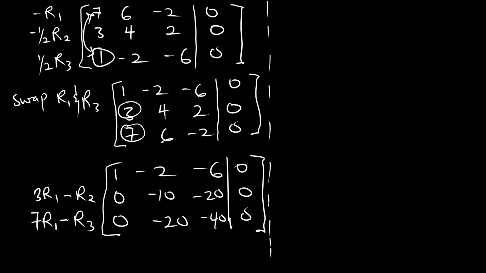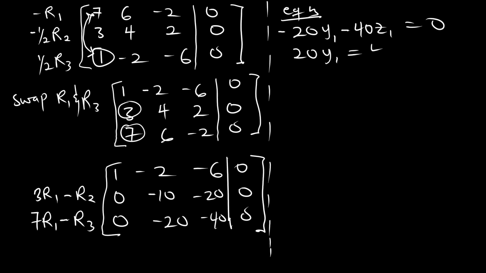You can pick any of the equations, row 1, row 2, or row 3, to now write your final answer. So from row 3, or equation 3, I can say -20y1 minus 40z1 is equal to 0. And this means that 20y1 should be equal to 40z1.